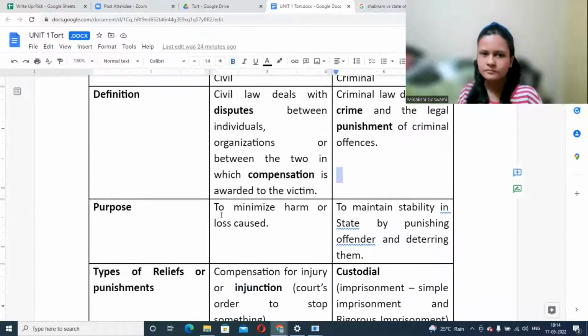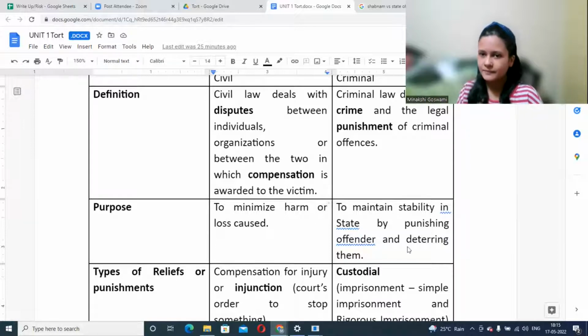Okay, got it. Next is the purpose. Why do we have that classification after all, civil and criminal? Why do we need two different classifications? In case of civil, the main aim is to minimize harm or loss caused. In criminal, it is to maintain stability in the state by punishing the offender and deterring them. There is a concept you will get in jurisprudence, if you have not studied it yet, called theories of punishment. Why do we punish after all?